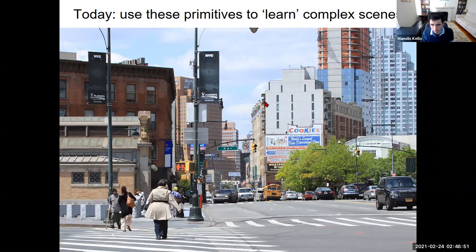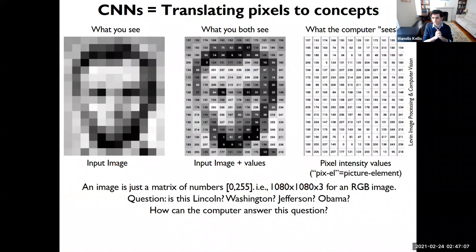But I want you to somehow decouple that and start thinking about what are all of these operations that are happening instantaneously inside your brain every time you see such a scene and interpret it. So what we're going to be looking at is how can we use convolutional neural networks to translate pixels to concepts. So what you see is, of course, Abraham Lincoln, and the computer just sees a bunch of numbers. They're simply pixel intensity values, and pixel is simply picture element.